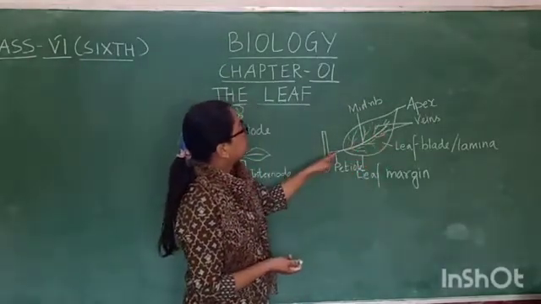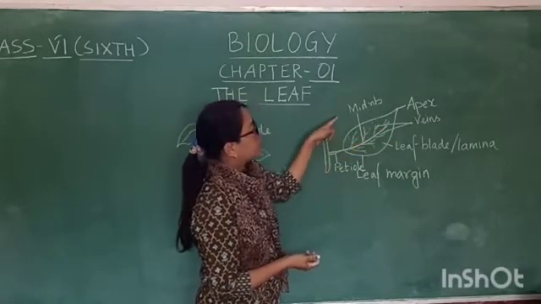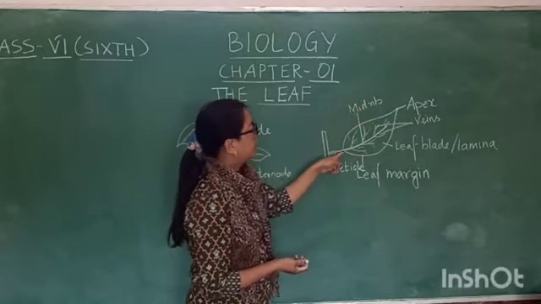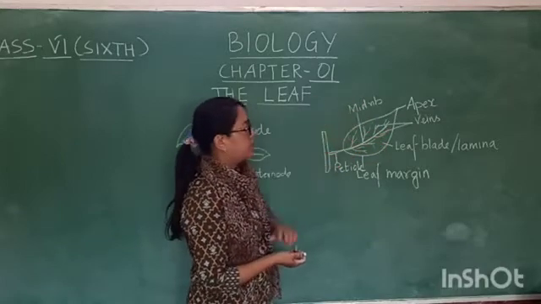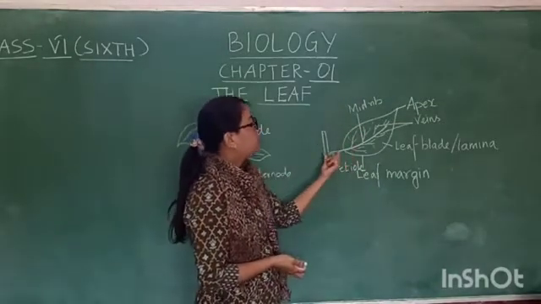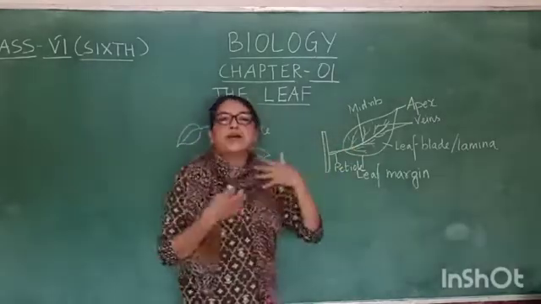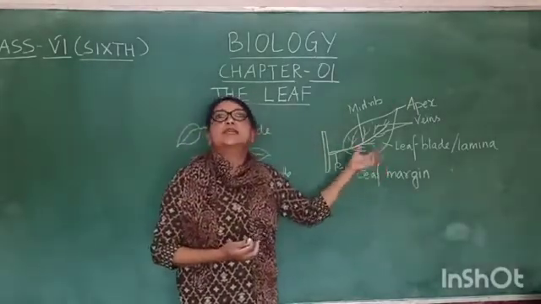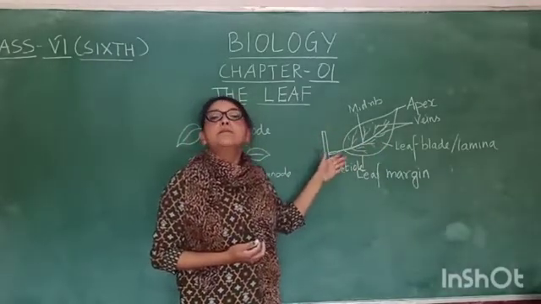And the center part of the leaf is known as the midrib. The line which you can see here is the midrib. And the part or the stalk by which the leaf is attached to the stem is known as petiole.